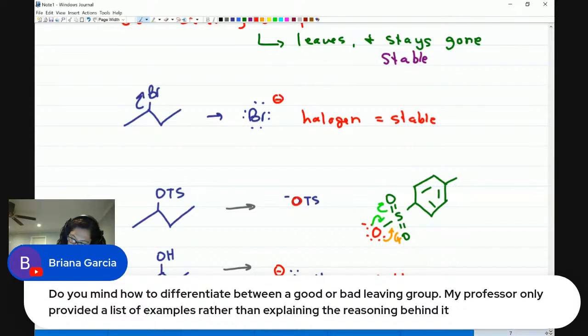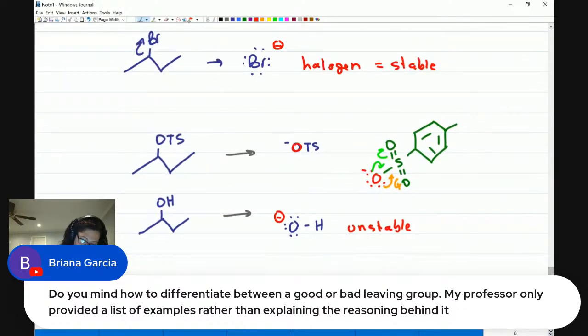But if, and I seem to have run out of room here, so let's see if we can squeeze it in.